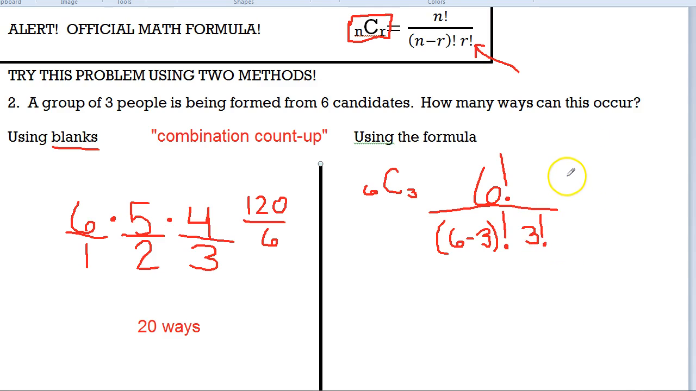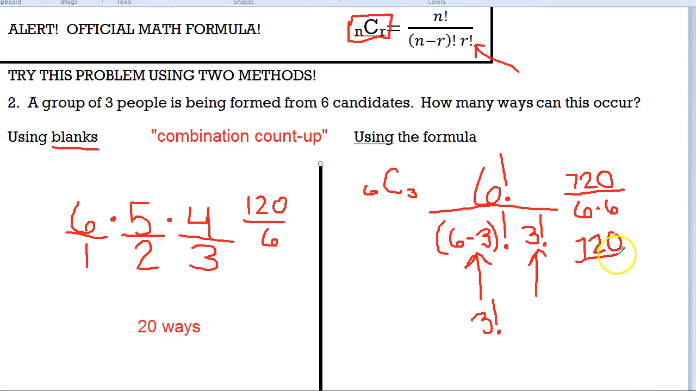Now, 6 factorial is 720. 6 minus 3 is 3. And 3 factorial, 3 times 2 times 1 is 6. So I'm going to put a 6 down here. And then I have another 3 factorial, so I'm going to put another 6 down here. So what you would end up getting is 720 divided by 36. And guess what 720 divided by 36 is? This is a total shocker. 20 ways.